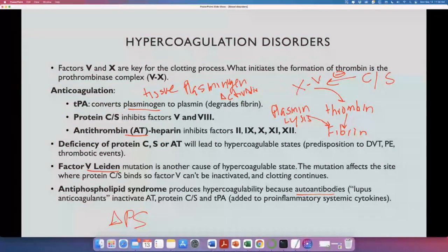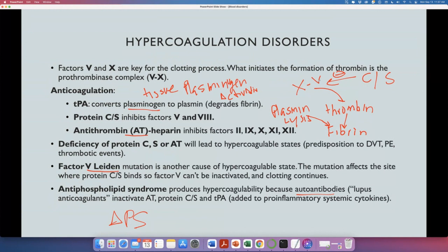Okay, so if we have, for example, deficiency of proteins either C or S, or deficiency problems with any other of these proteins, there is going to be hypercoagulation. The thrombus or the clot is going to extend, forming a thrombosis.